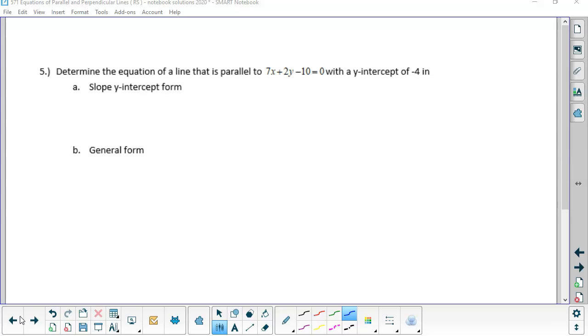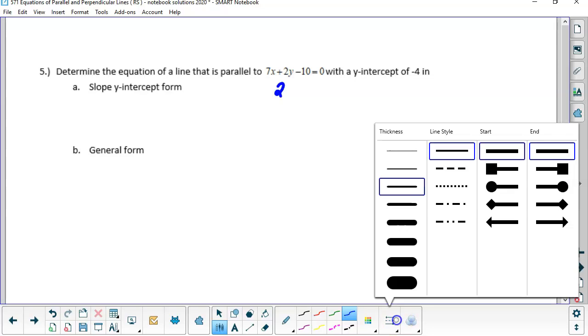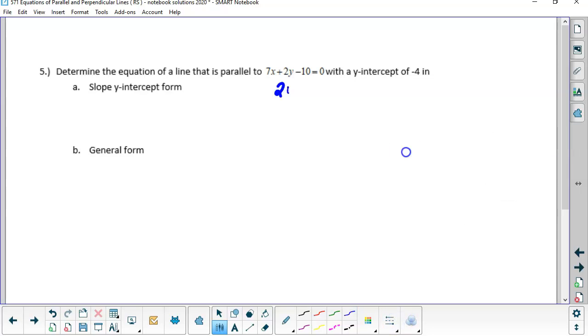Because we're asked for slope y-intercept form first, so you can go 2y, oh, let me change this. So 2y is -7x. So this is what you do if you're not sure. You don't want to guess, right? So -7/2, so slope y-intercept form, y equals -7/2 x, and new y-intercept is -4. That's it. You're done.